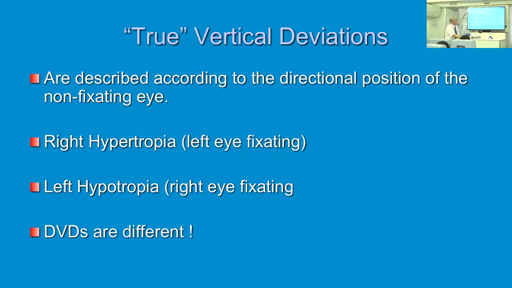You have to understand what a true vertical deviation is versus something like a dissociated vertical deviation. I like to separate them into two categories. Bây giờ chúng ta sẽ xác định là cái lắc đứng thật sự.